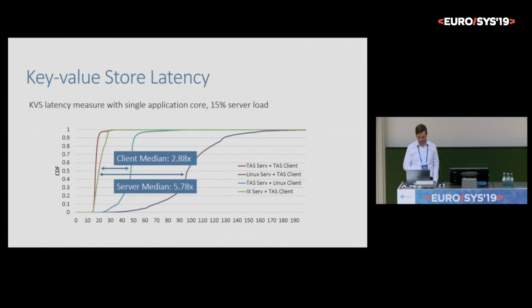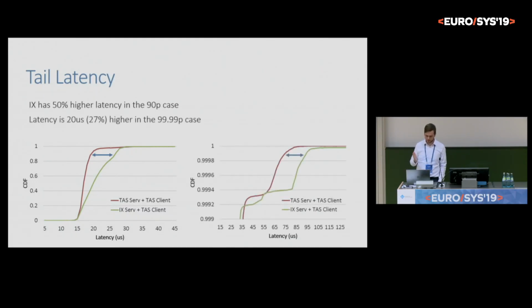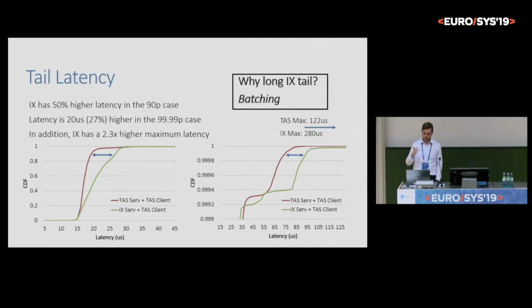To get a better look at the IX and TAS numbers, I'm going to zoom in a little bit. What we see when we zoom in and get rid of the Linux numbers is that IX still has about a 50% higher latency in the 90th percentile case, and about 27% higher latency in the extreme tail case. And if you plot the maximum latency across this entire experiment, IX has over 2 times higher maximum latency. The reason for this, as I explained earlier, was batching. IX does this batching to amortize the costs of going in and out of privilege mode, but at the cost of higher tail latency.